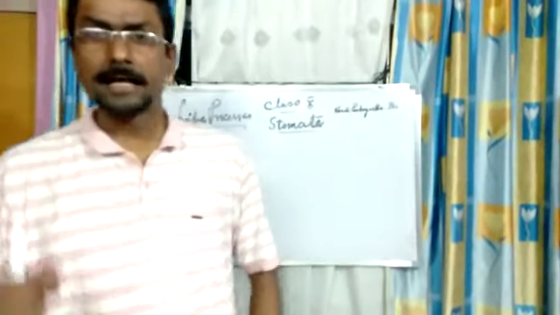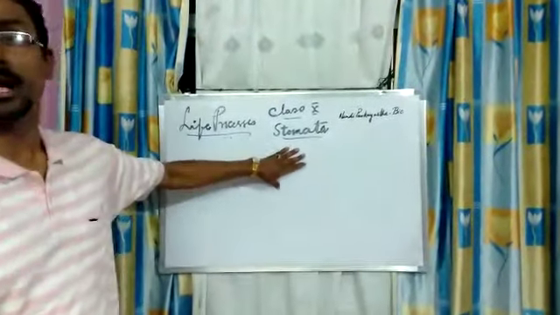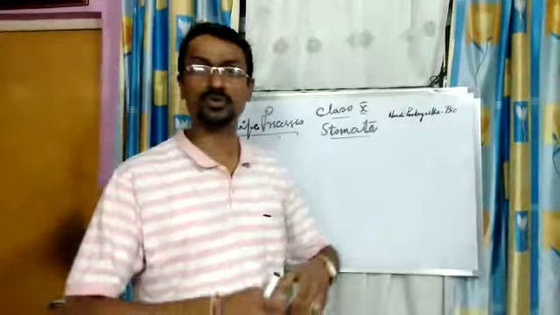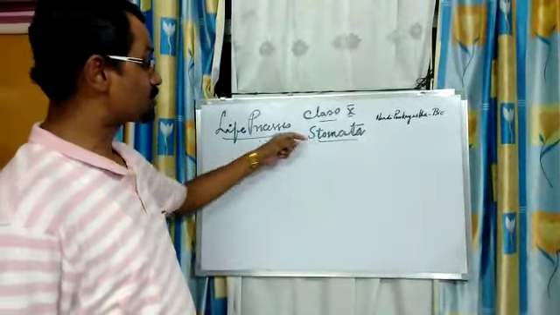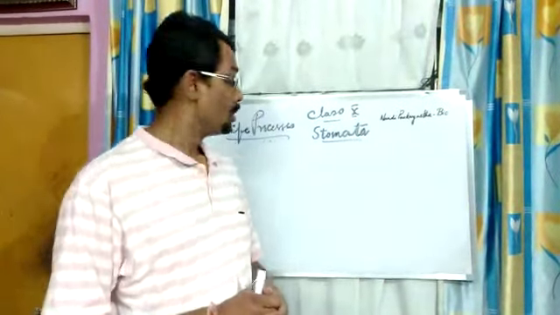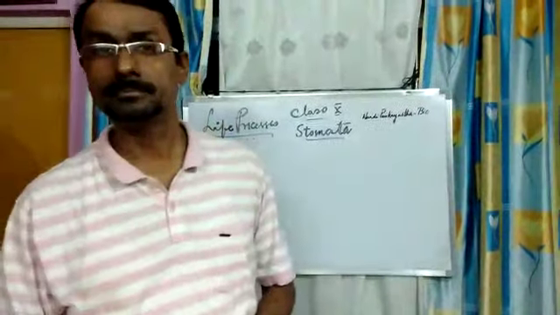Good evening, students. We're going to start another new topic, and that is the stomata, which is an important part in carrying out the process of photosynthesis. It is a life process, and the stomata form a very important part in it. So the question that should come to our mind first is, what is stomata?